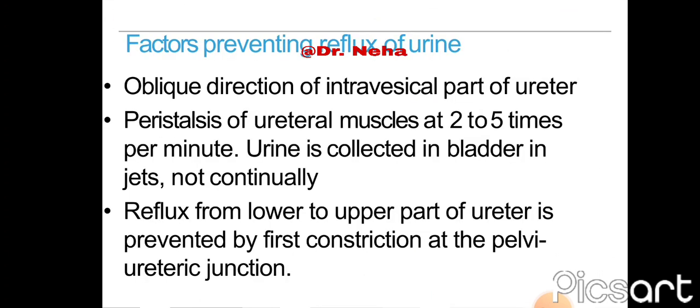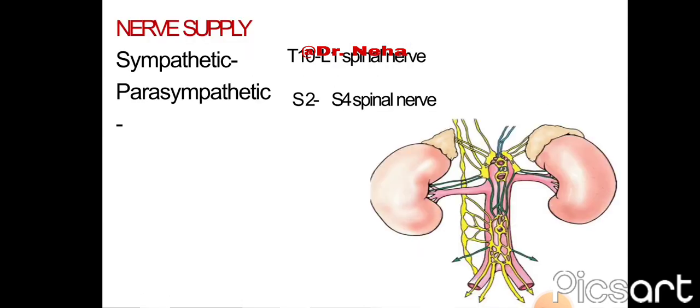Now the factors which are preventing the reflux of urine. The oblique direction of the intravesical part of ureter prevents the reflux of urine. Also, peristalsis of ureteral muscles at 2 to 5 times per minute. Urine is collected in bladder in jets and not continuous. The reflux from lower part to the upper part of the ureter is also prevented by the first constriction at the pelvic ureteric junction, which is narrow.